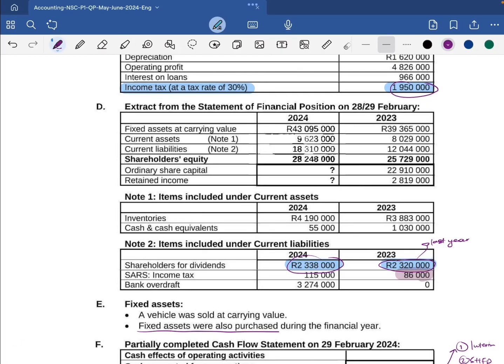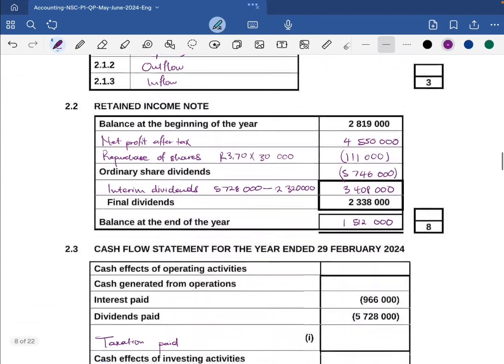The 86,000 is what we were owing last year, but we are necessarily going to pay it this year. And then at the end of this year, we were owing SARS 115,000. So we need to determine how much we have actually paid, because we also need to take into account that we have incurred income tax of 1,950,000. So now let's look at this calculation.